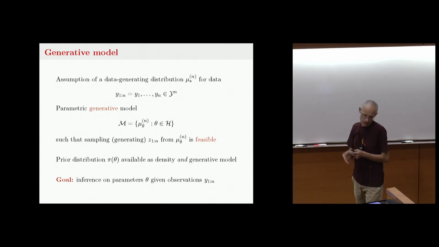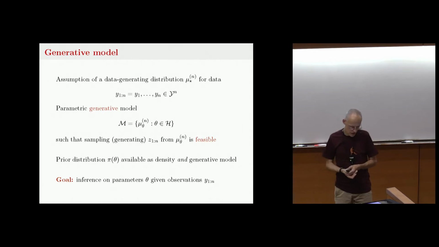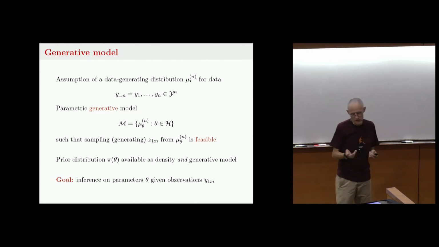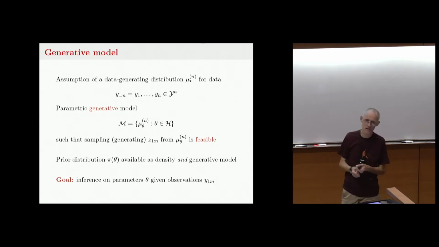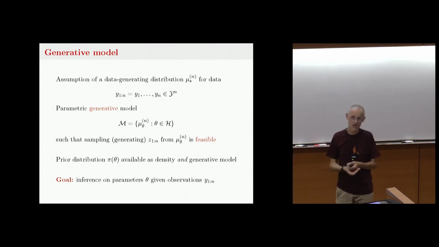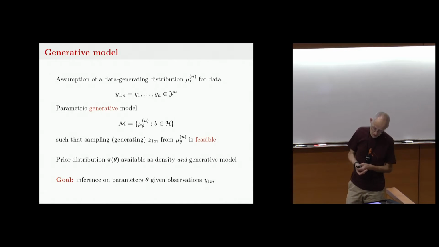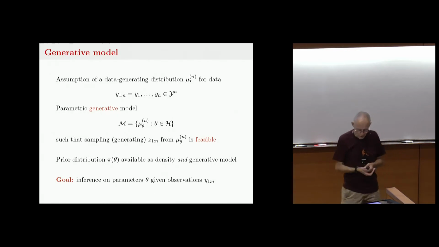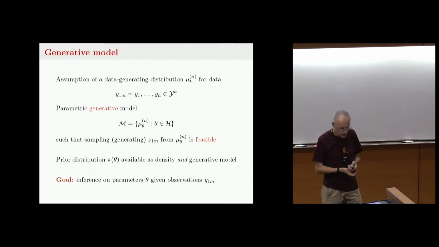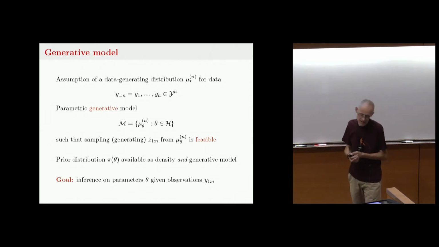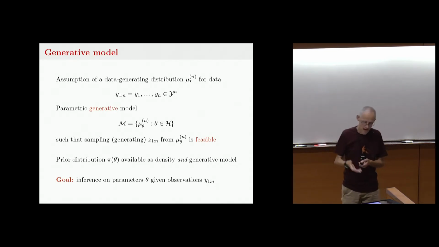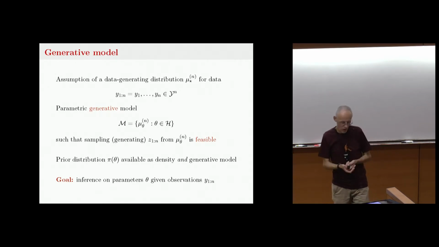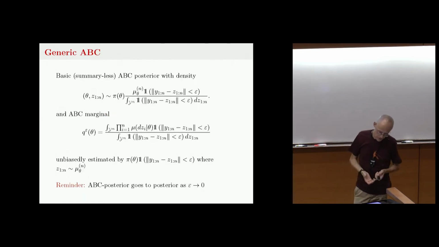And we also assume that we're in a Bayesian setting, so we have a Bayesian background, say a prior pi that is available both as a density, meaning if I give you theta, you can compute pi of theta, and to generate from this distribution. So let's say we have a proper prior. Okay, so that's the setting, and the only difficulty is that this model is such that we cannot write down the likelihood of the sample given one value of the parameter.